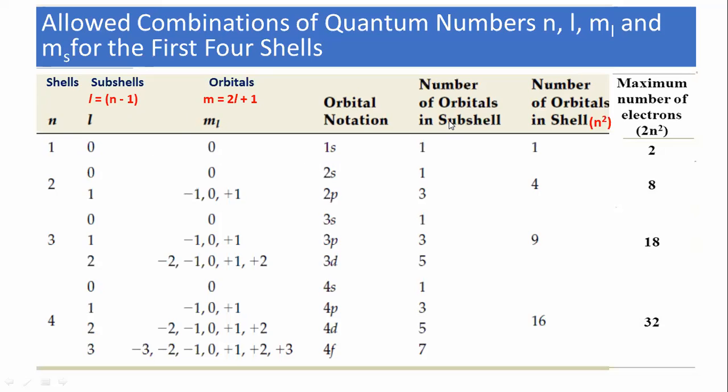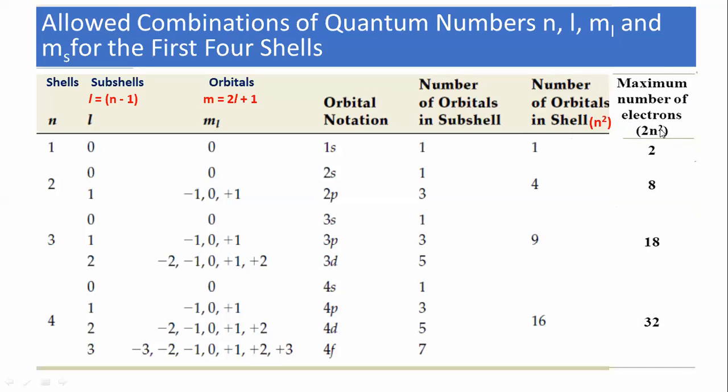So the number of orbitals in the subshell is only one for this case because only the s orbital is present. That's why the number of orbitals in the subshell is one, and the number of orbitals in the shell will also be one. So this is the first case because only s is present in the K shell. You can also calculate the number of orbitals by using this formula, n square, and here n is 1. So 1 multiplied by 1 remains 1. So the maximum number of electrons present is 2 over here.